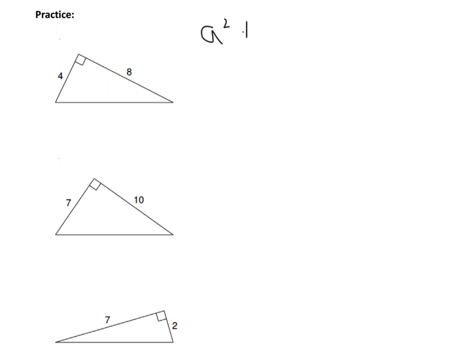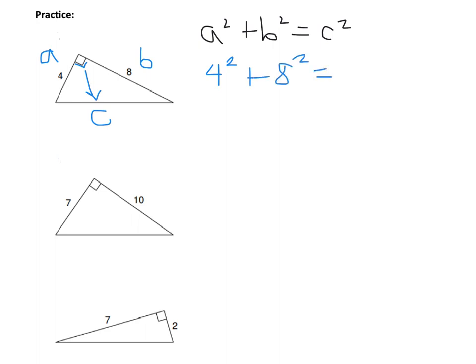Alright, now let's put that formula we just got to work here. A squared plus B squared equals C squared. And let's label our triangle. If you notice, the 90 degree is here, which means across from it is C. And then I can label the legs as A and B. It does not matter which one is which. Then we plug in what we know and solve for what's left over. So A over here is 4. So that's 4 squared plus B, which is 8, 8 squared equals, we don't know C, so C squared.